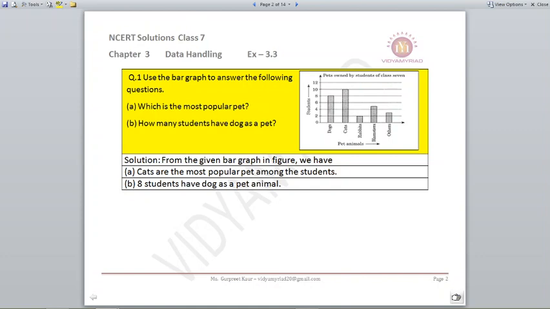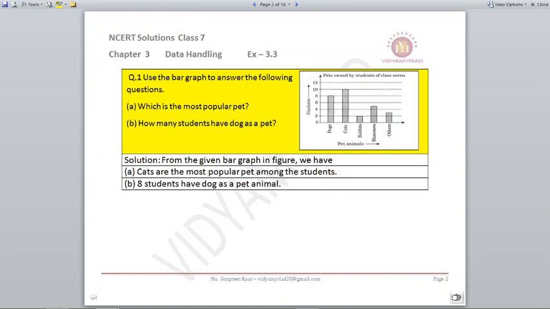Here you have the bar graph of different animals. We need to find out which is the most popular pet from here. If you see the tallest bar, that will be the most popular. So which is the tallest? Cats. So cats are the most popular pet among the students.